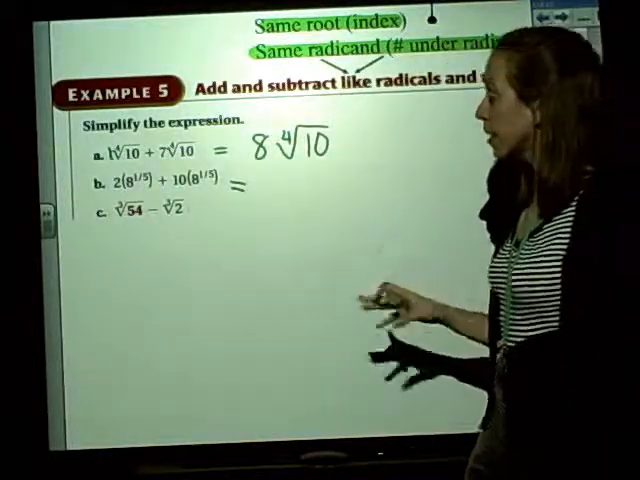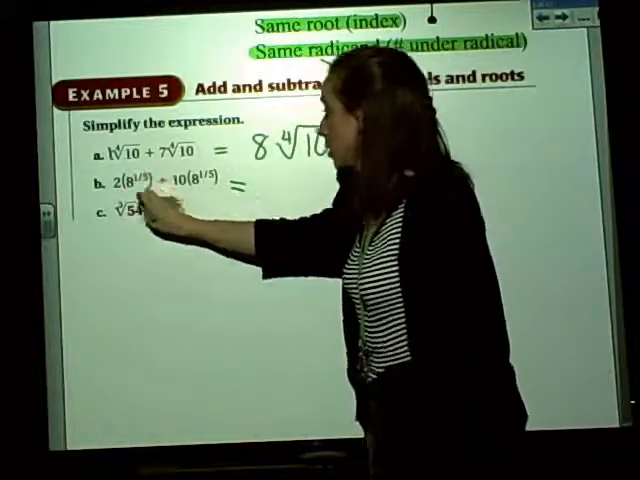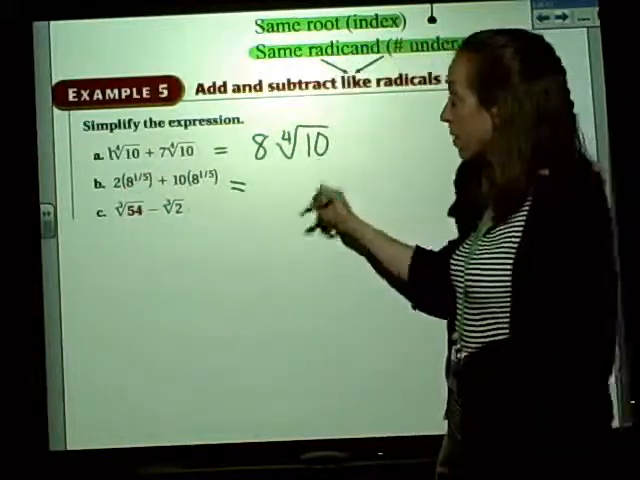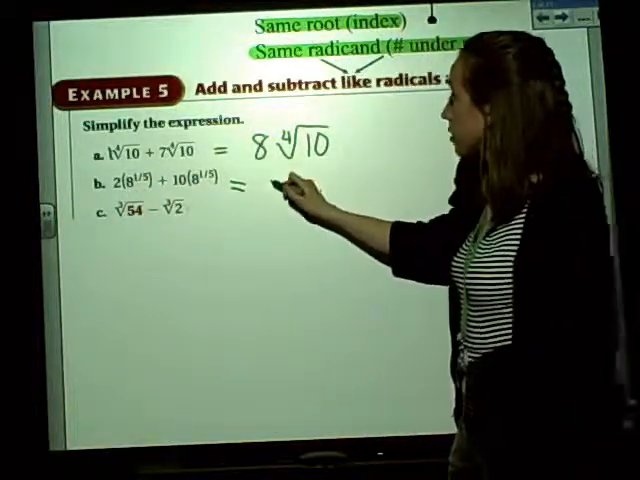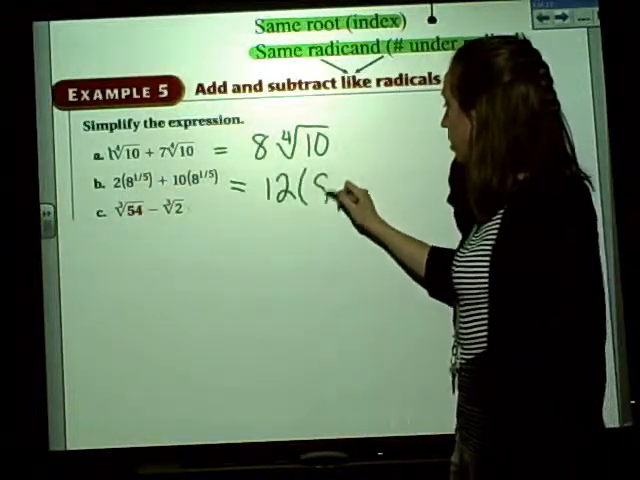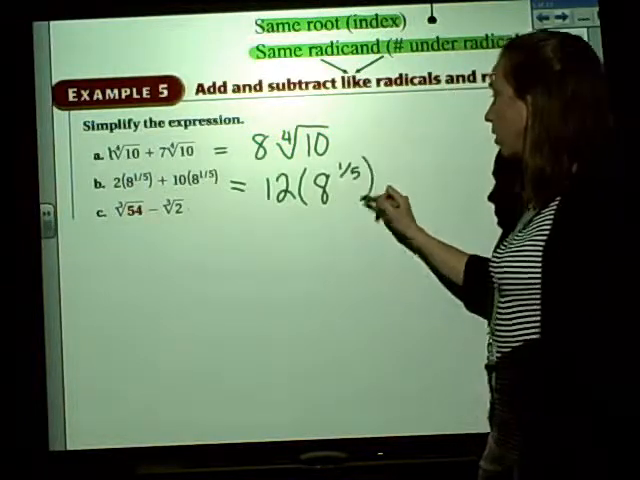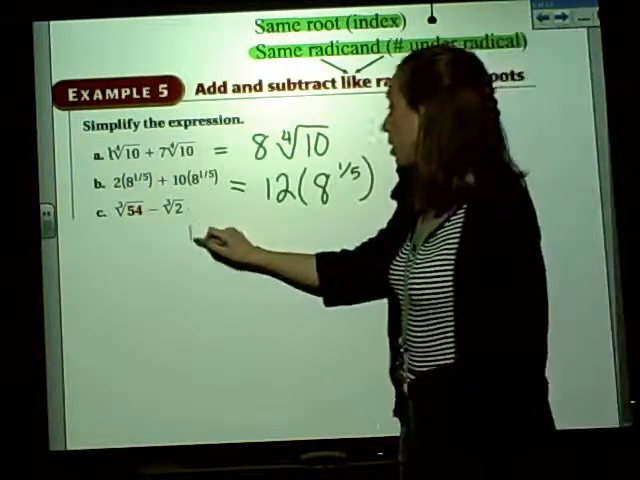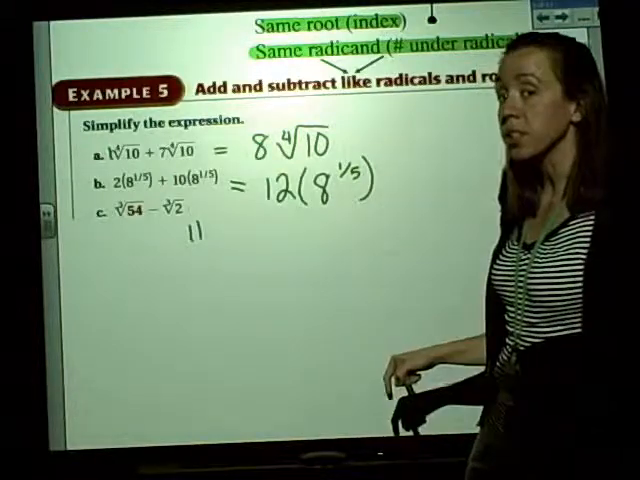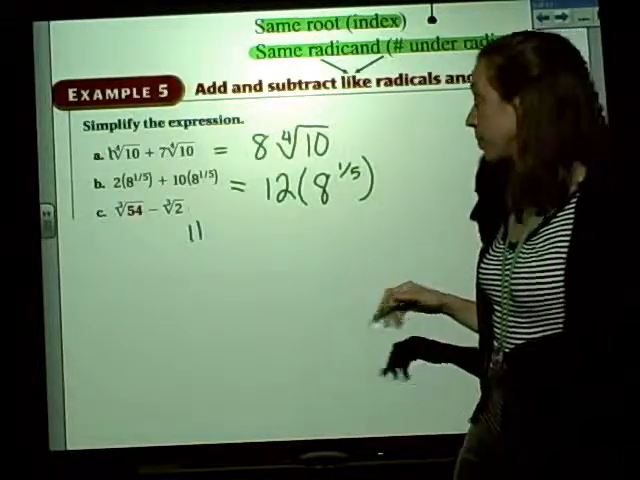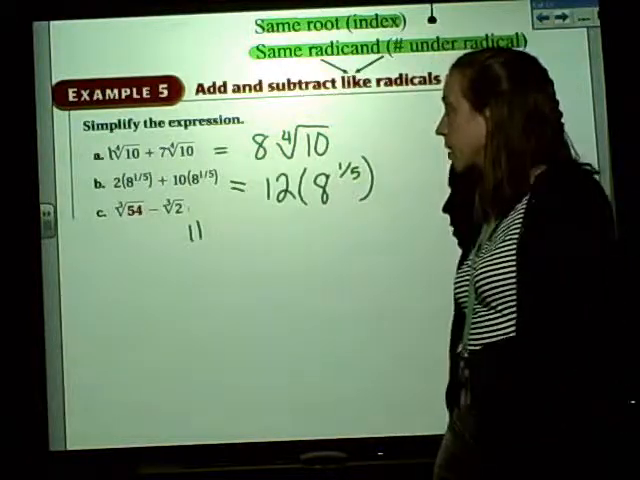I'm going to treat it like a variable. I'm going to go 2 times my 8 to the 1/5 power plus 10 times 8 to the 1/5 power. So I'm just going to add 2 plus 10 gives me 12 times 8 to the 1/5 power. And I leave it. We have to get into the mindset of realizing that raising it to a fraction is the same as a radical. So it's okay to leave it like that.